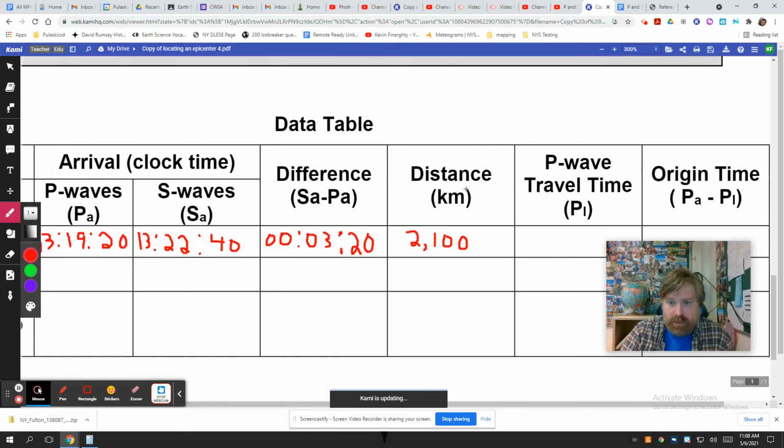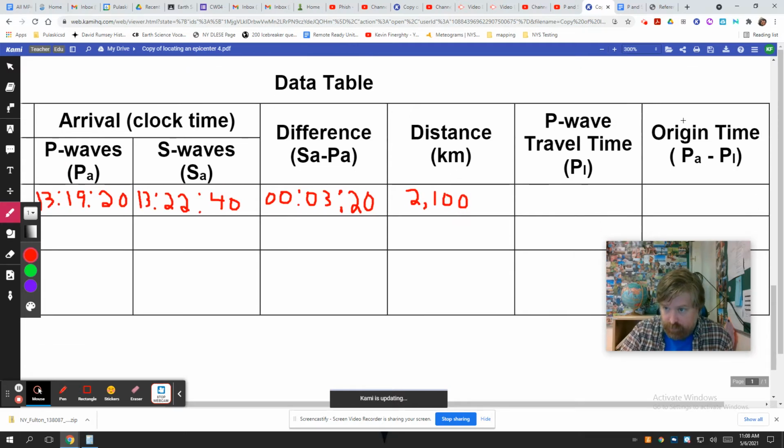Okay. So the next question is really the origin time. We want to know, what time did this earthquake actually take place? You can do this with the P wave or the S wave. In the video, I only showed how to do it with the P wave. It's the same exact method with the S wave. You just use the S curve instead of the P curve.